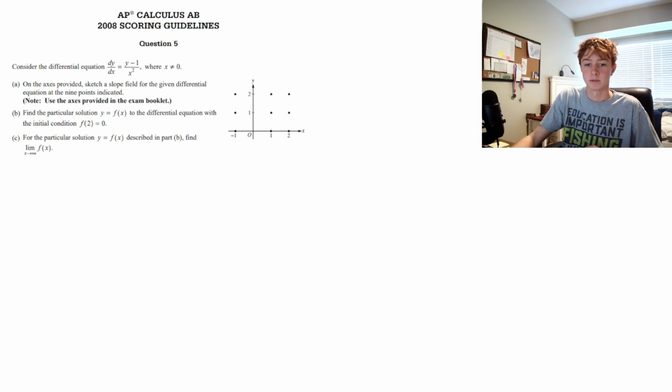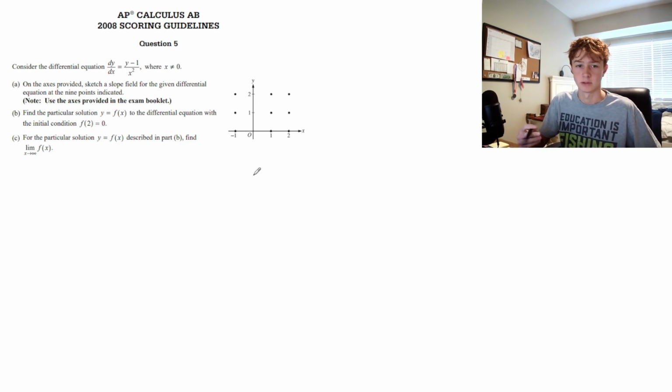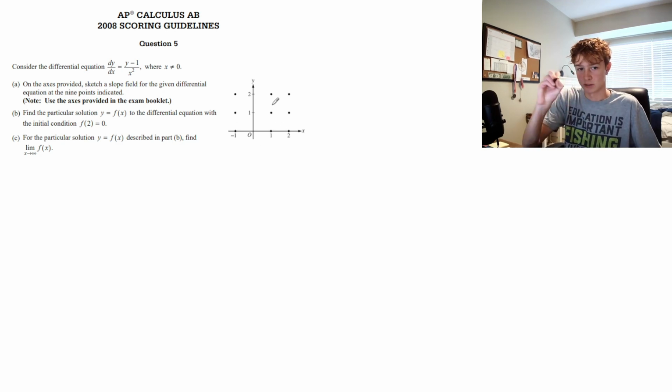Hello, welcome back. Today we're going to be looking at the 2008 AB Calculus AB FRQ number 5. So let's get started with part A. Part A says, on the axes provided, sketch a slope field for the given differential equation at the 9 points indicated. And it says note, use the axes provided in the exam booklet. So it wants us to draw each of our little slope tangent lines in this set of axes right here.